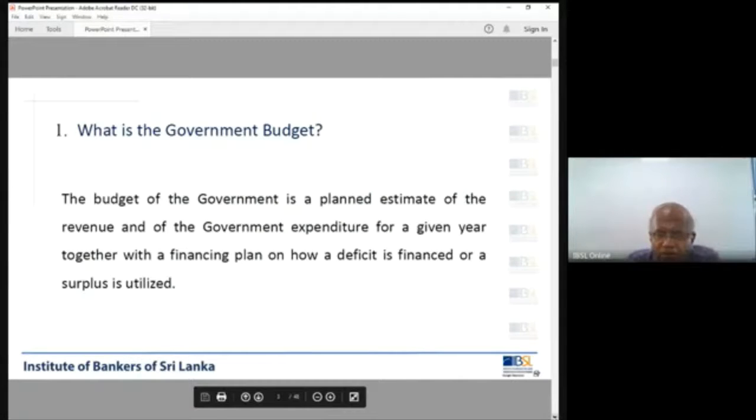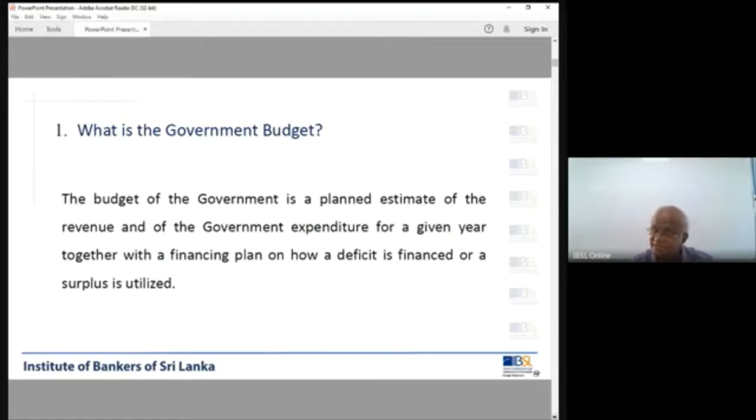The budget of the government is a planned estimate of the revenue and of the government expenditure for a given year, together with the financing plan on how a deficit is financed or a surplus is utilized. Given year means future year, next year, right? Given year, 2022. We have discussion about the revenue, discussion about the expenditure, discussion about the gap between revenue and expenditure, budget deficit or surplus.